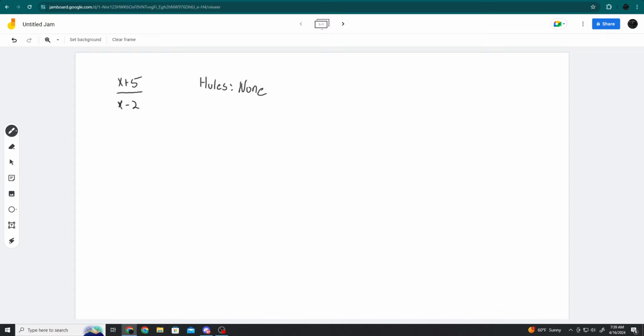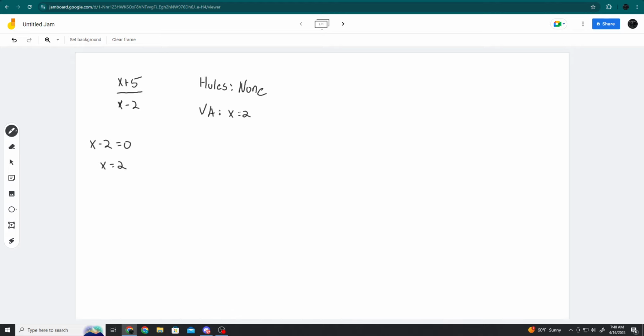So we have no holes. And then for the vertical asymptote, we look at the denominator and ask, what makes it 0? So I take that denominator, x minus 2, and set it equal to 0. When is this true? Well, when x equals 2, right? You could do it like that, or we can use our shortcut. It's always the opposite of what you see. So it's x minus 2, we just get 2. So our vertical asymptote would be that value, x equals 2.